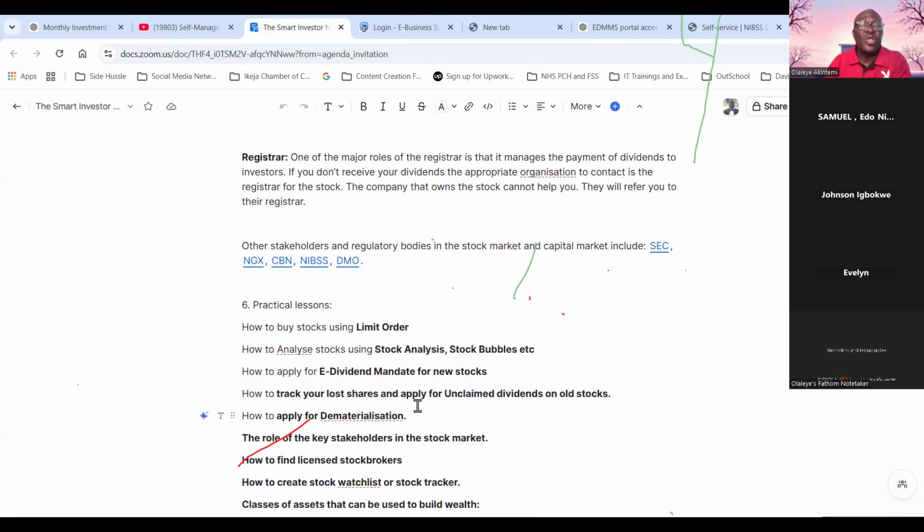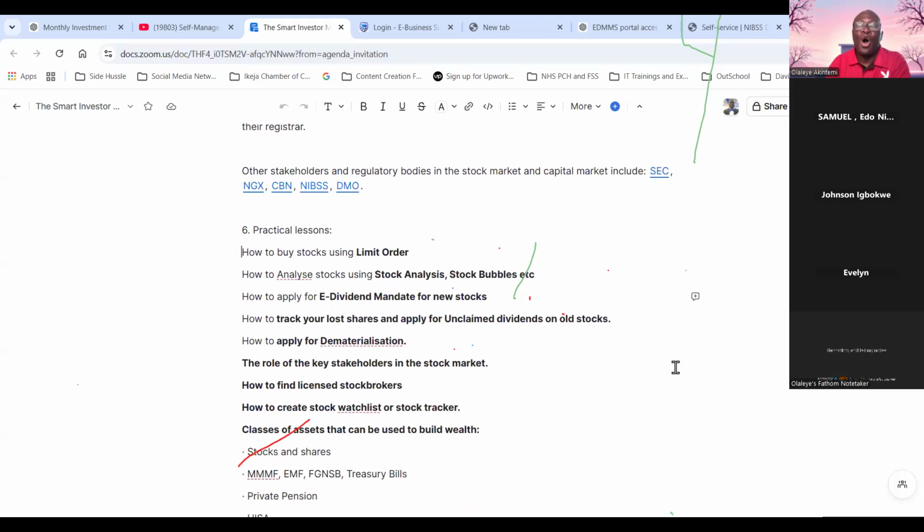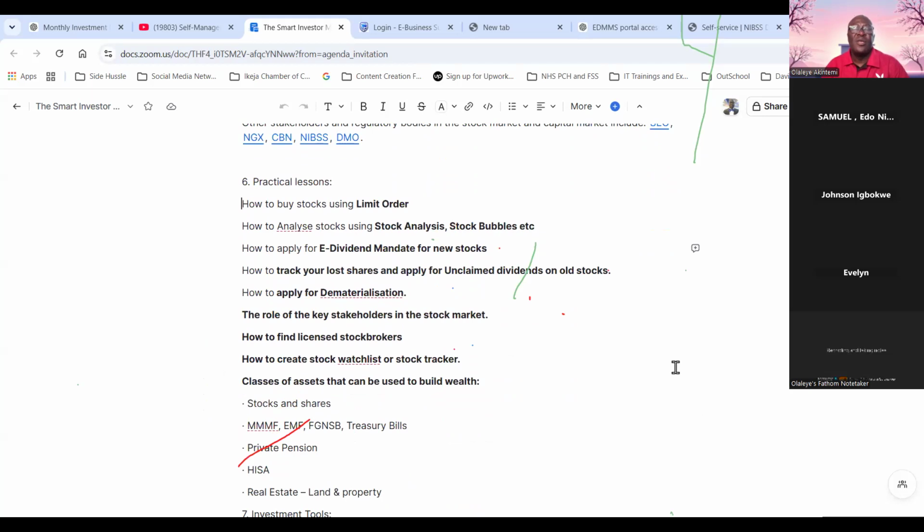How to track your lost shares and apply for unclaimed dividend on old stocks. Does that apply to anybody here? Do you have any stock you bought some years ago, you've lost track, and you have not been receiving your dividend? Does that apply to anyone here? No, but I know someone who told me, I think 2 days ago, they were asking exactly the same thing you just said now.